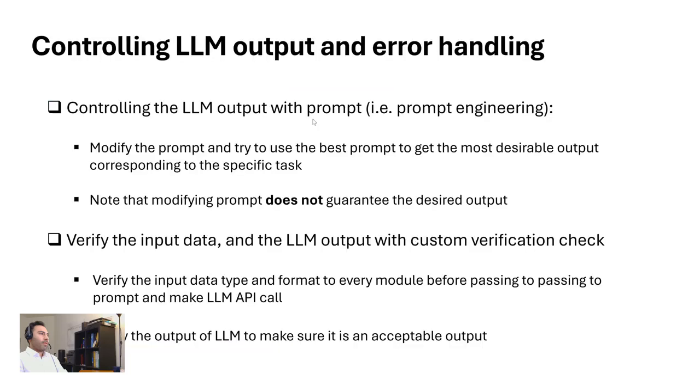Also, another thing I'm going to explain in this video is controlling LLM output and error handling. To control the LLM output, there are different ways we can do it. One way is to control the output with the prompt, which is also called prompt engineering. We can modify the prompt and try to use the best prompt to get the most desirable output corresponding to the specific task.